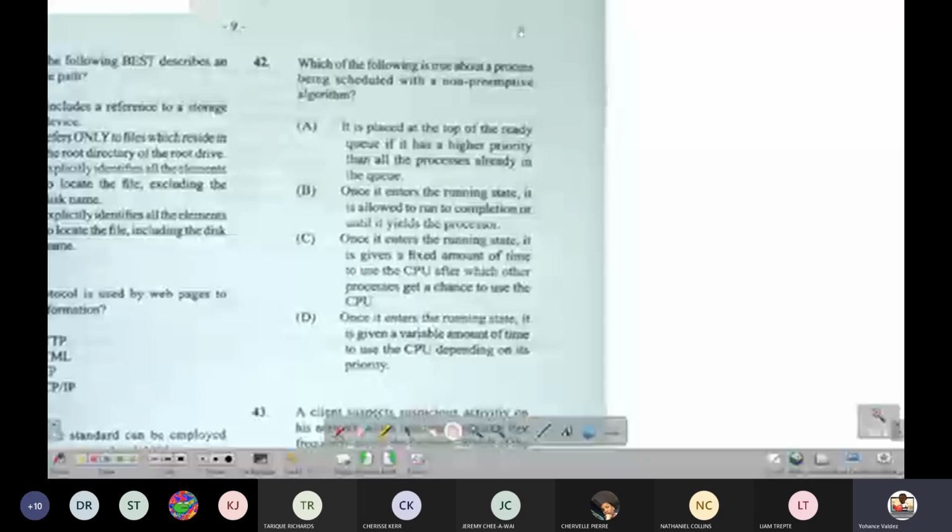Which of the following is true about a process being scheduled with a non-preemptive algorithm? What is a non-preemptive algorithm? It does not allow for the running process to be interrupted early. If it's placed at the top of the ready queue with a higher priority than all the processes, that doesn't have to happen with a non-preemptive algorithm. Once it enters the running state, it's allowed to run to completion or until it yields the processor. This seems true, so B seems likely.